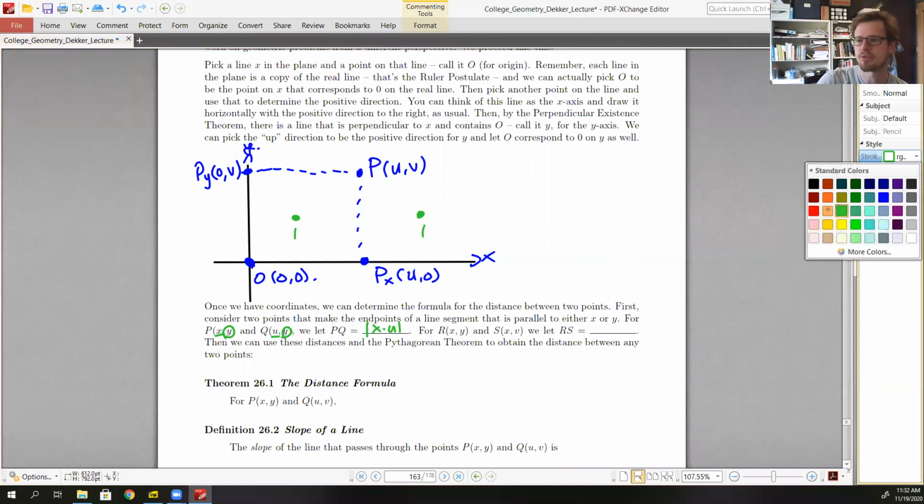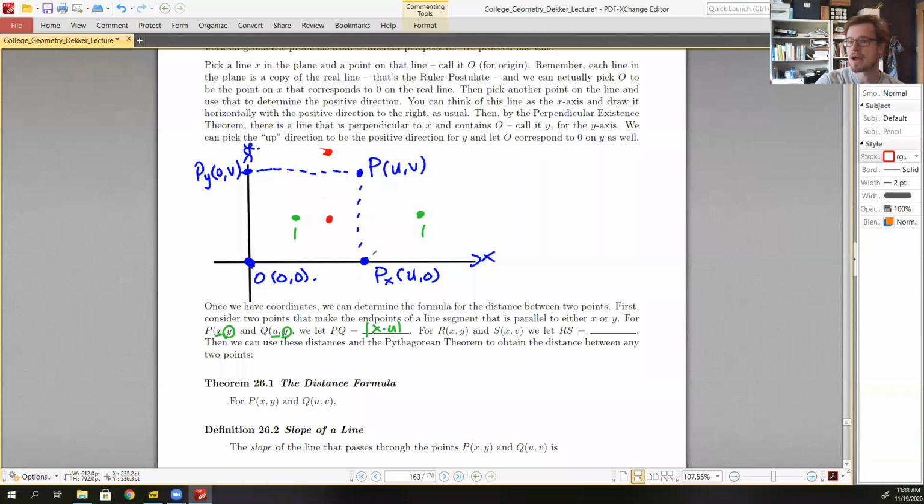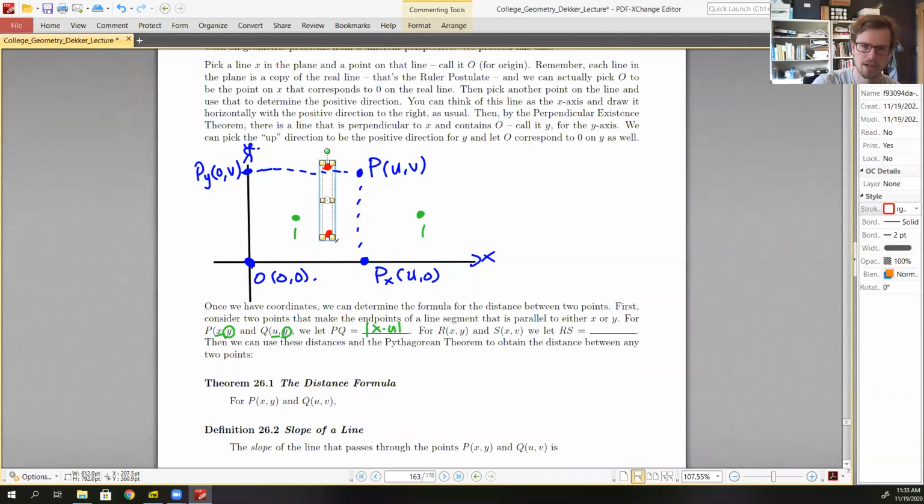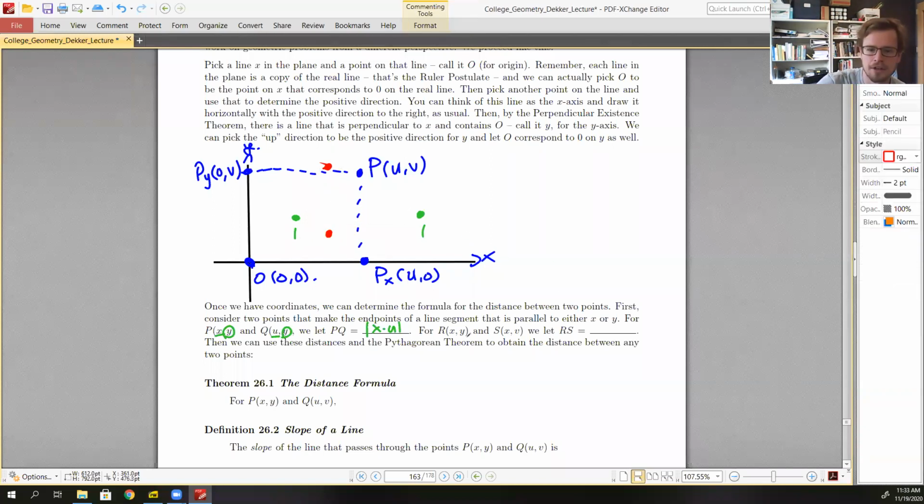Similarly, if we have 2 points that are vertical to one another, that is, they have the same x coordinate but different y coordinates, then, actually, oh, I circled the wrong thing here. They have the same x coordinate, they lie in the same left to right position, but vertically it's changed. So again, that distance is just from here to here. So that vertical distance is the change in height. So just y minus v, absolute value.